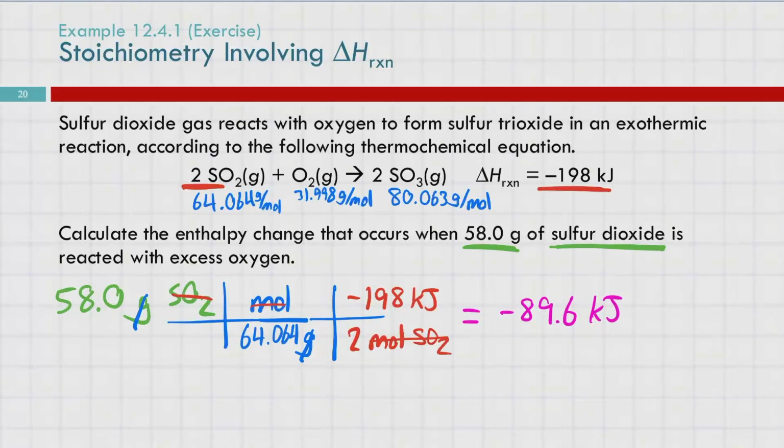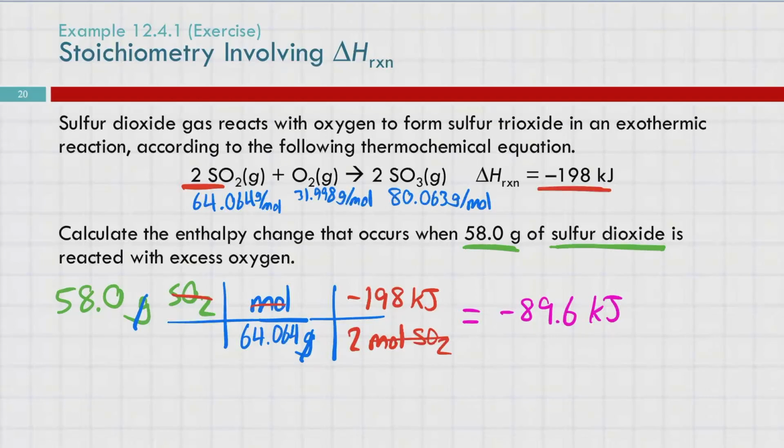There's a question, though, about what does excess oxygen mean here? All that excess oxygen means is that it's not our limiting reactant. We have plenty of oxygen. We're not worried about, are we going to somehow run out of oxygen before we can burn it all? We've got tons of oxygen that's just around, and so this is just telling us that sulfur dioxide is our limiting reactant. We don't have to worry about anything else. We can just do the problem normally.